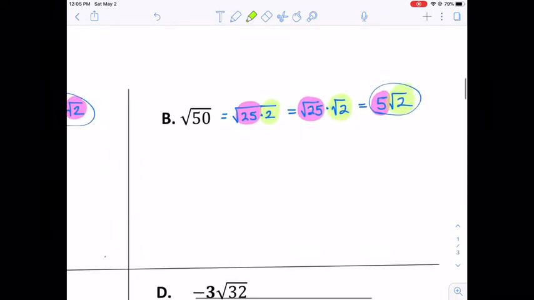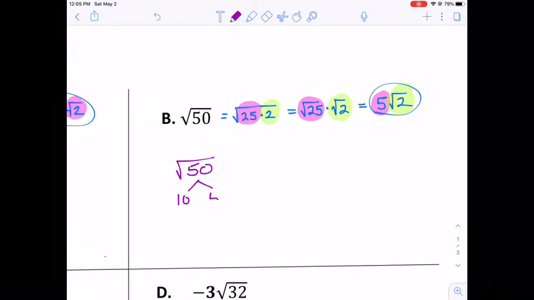In the other method, I'm going to start with the square root of 50 and start breaking it down. Maybe I know that it is 10 times 5. So I'm done with the 50. I broke it down. The 5 can't break down anymore, but the 10 can. It's 2 times 5. I'm done with the 10 because I broke it down. 2, 5, they're both prime. So I'm done breaking my numbers down.